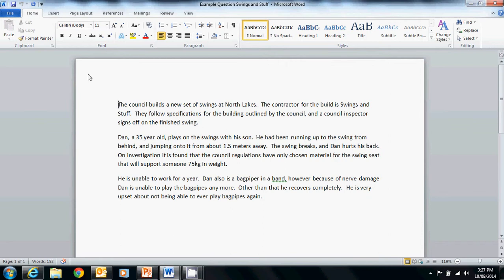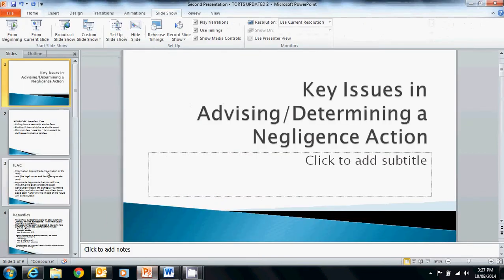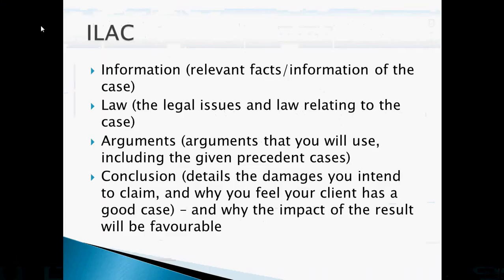The task that goes with this: you are a lawyer who is advising Dan. It's your job to decide whether Dan has a case of negligence or not, and you are to use the format that we talked about to discuss it, the ILAC formula. Start with the information, pull the relevant facts out. What are the legal issues and law related to the case? What are the arguments that you're going to use? Are there precedent cases that are worthwhile? And what conclusion do you come to around the issue of compensation and why you think your client has a case or should follow this course of action?